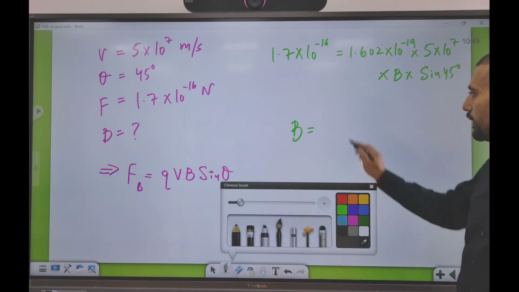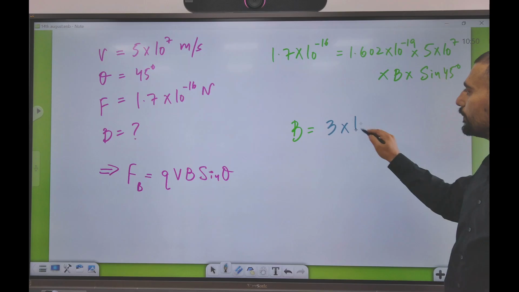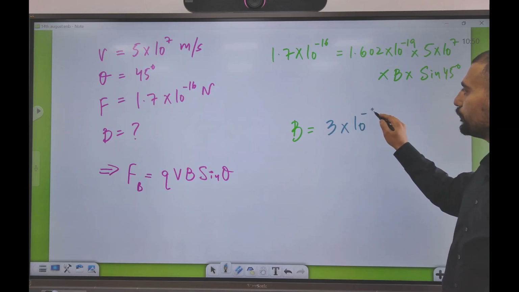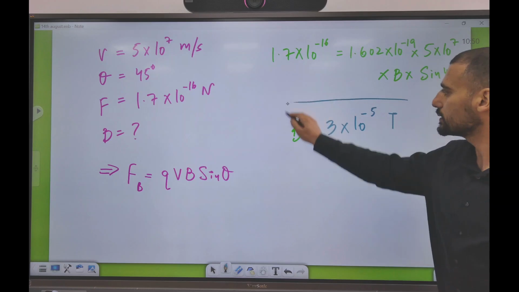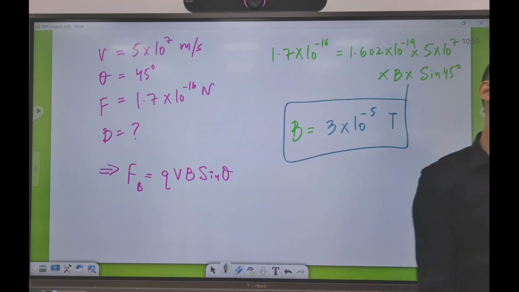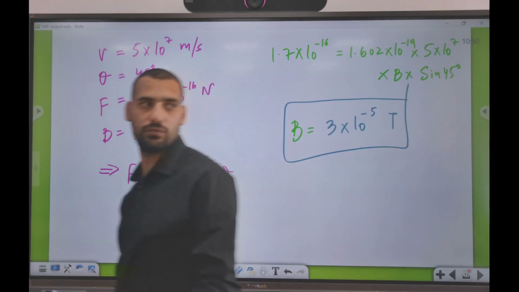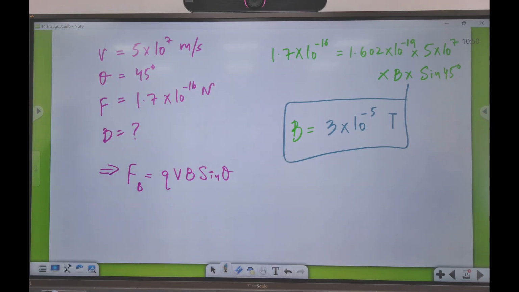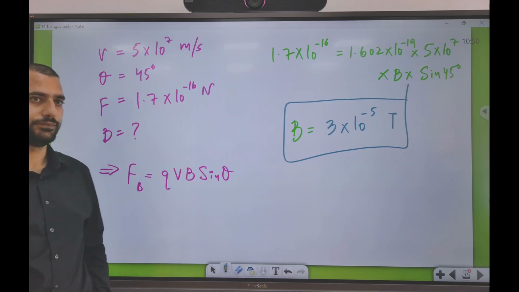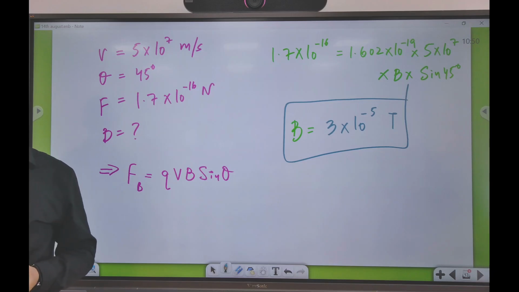Yes. 3 times 10 to the power negative 5 Tesla. This is it. You found the same value? Okay, good. That is it. Khalas. Is it clear how do you use the right hand rule now? Or is there any doubt? Yes, Khalifa? No.